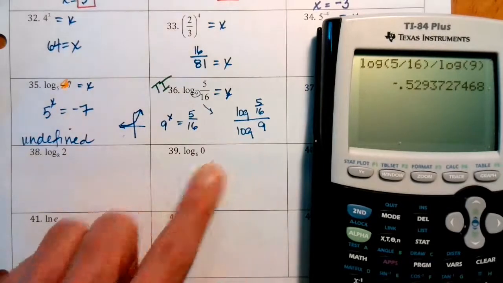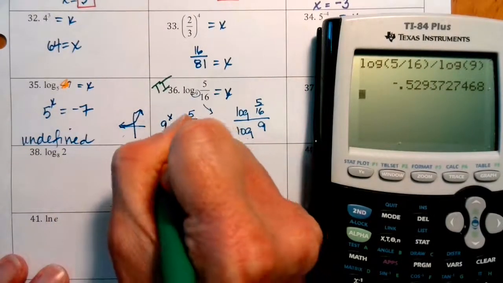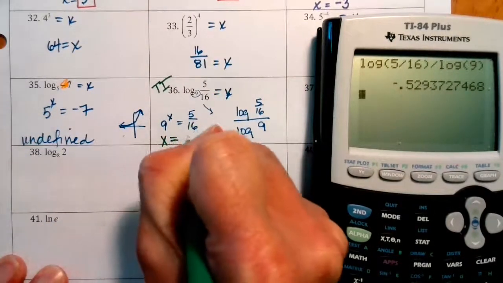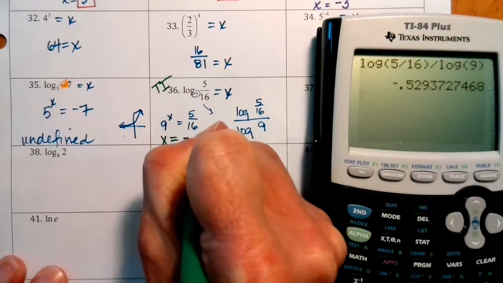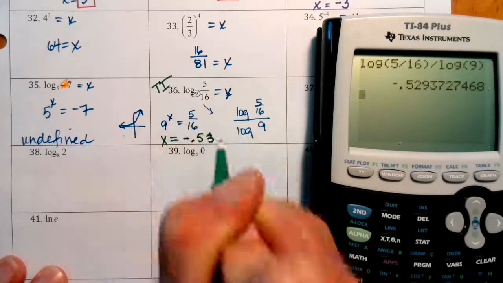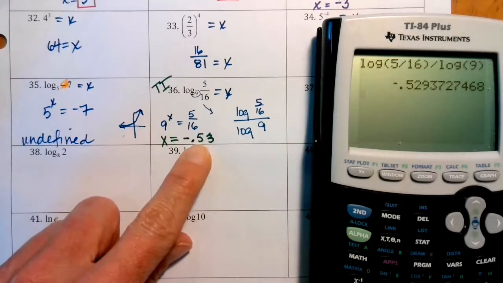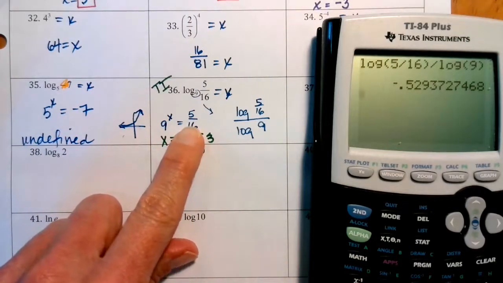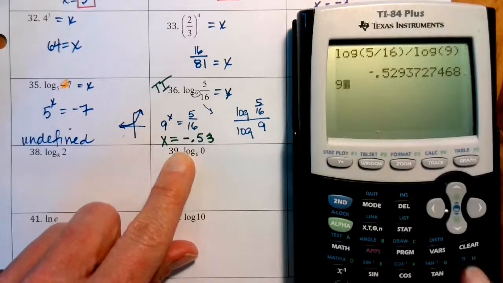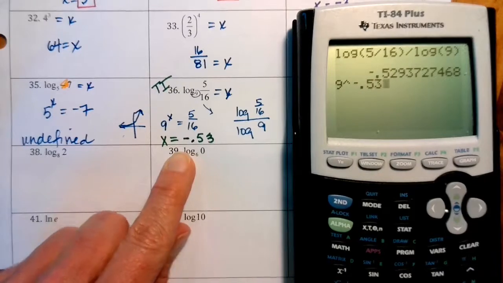So my x value there is, my x is equal to negative 0.5. We'll go ahead and round that to 3. So guess what that means? 9 to this power is that. And you can check your answers. Go ahead and do it. 9 to the negative 0.53 power.